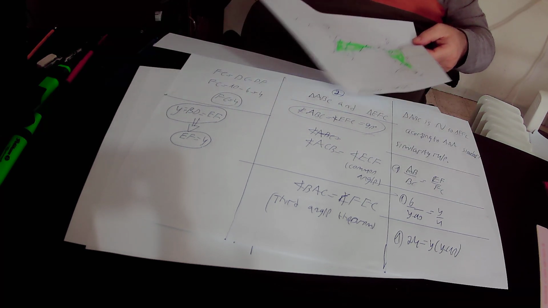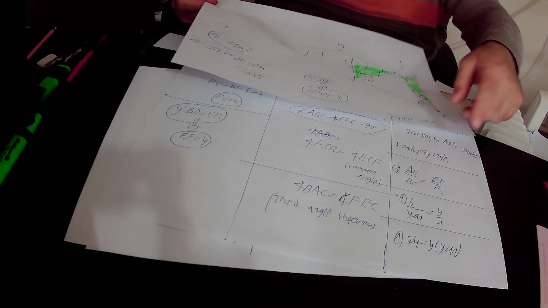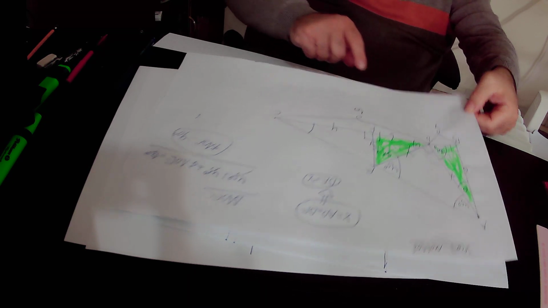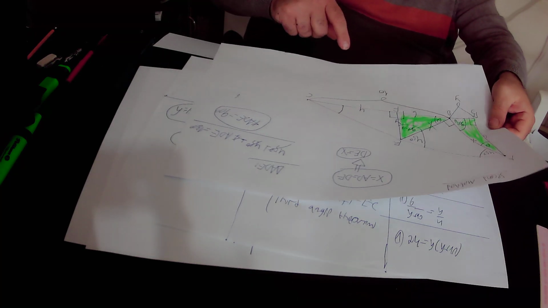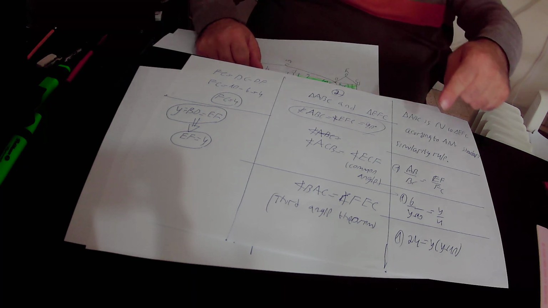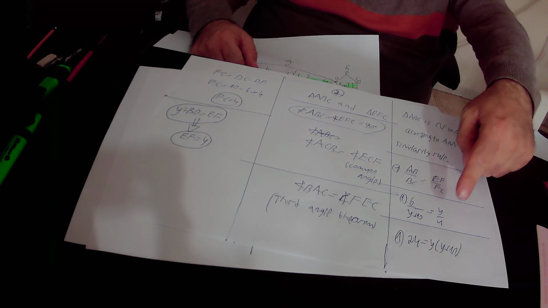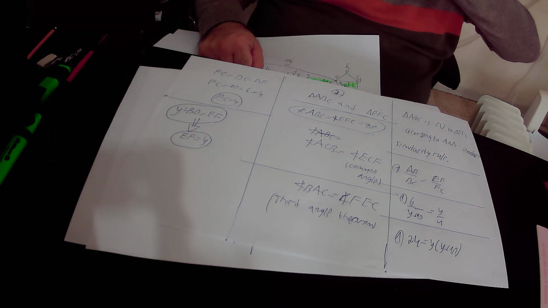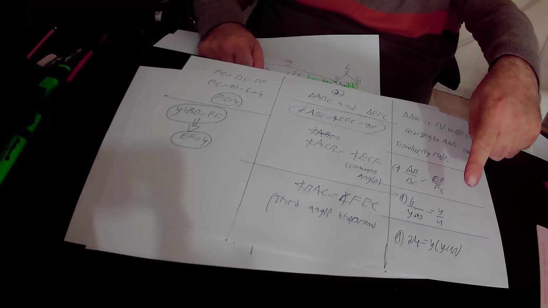AB equals 6, BC equals Y plus 10, EF equals Y, and FC equals 4. So in conclusion, we found out that according to equation number 1, 6 over Y plus 10 equals Y over 4. Cross multiplying, we found out that 4 times 6 is 24, equals Y times Y plus 10.